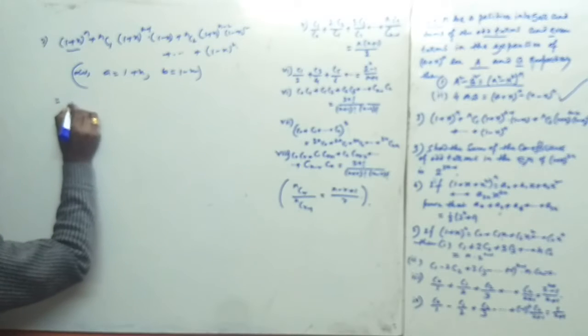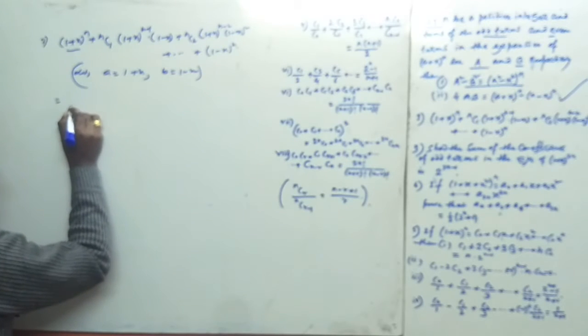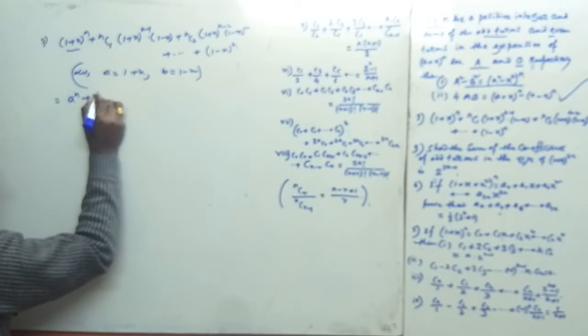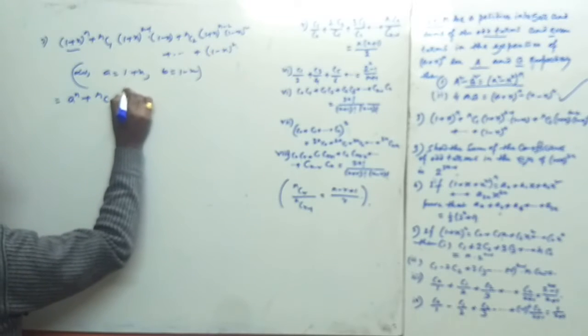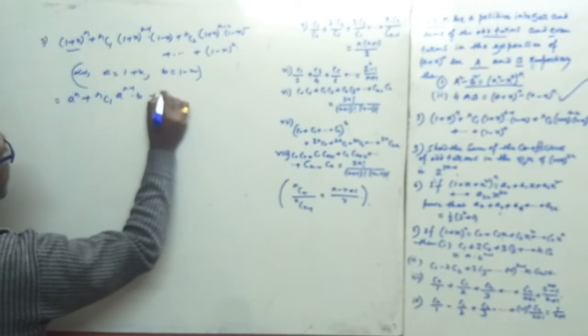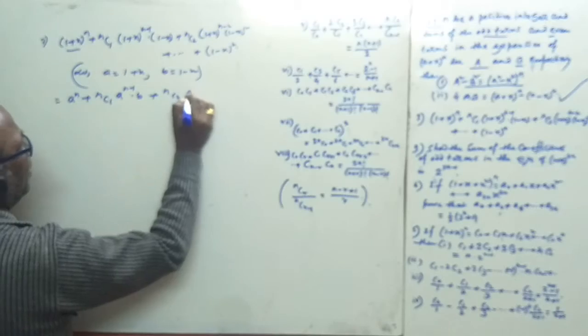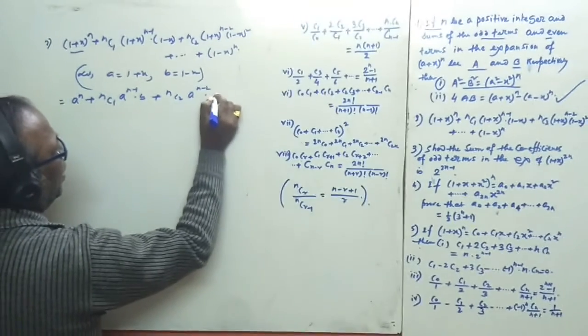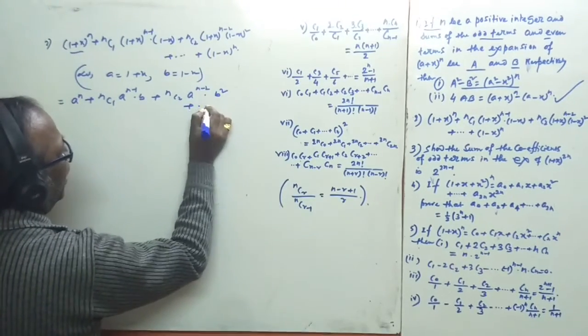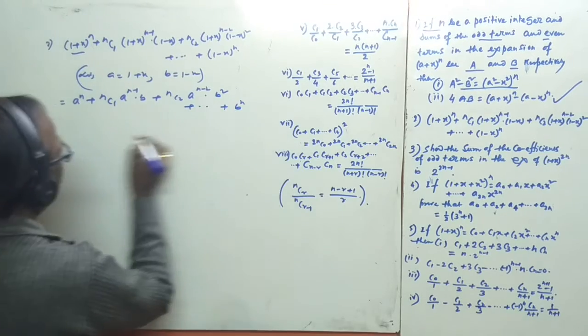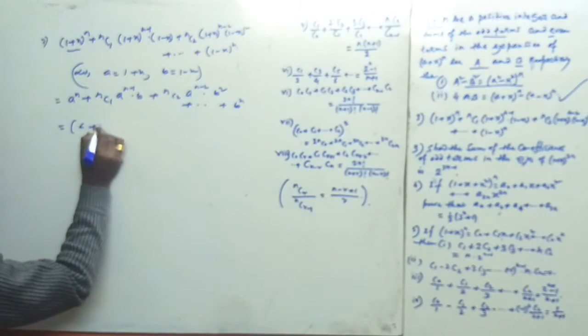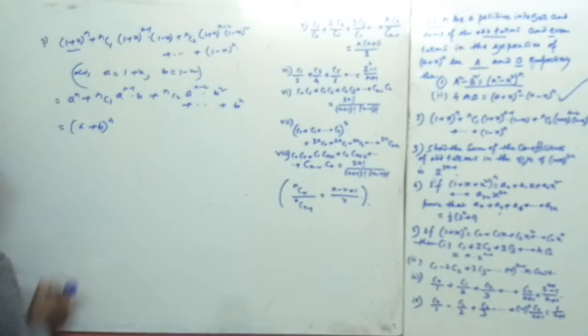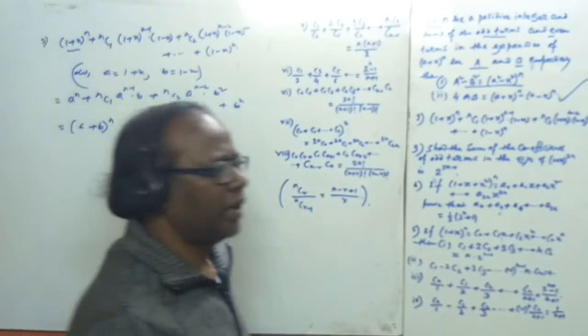So we put there, so that is equal to a to the power n, nC1 a to the power n minus 1 into b, nC2 a to the power n minus 2 and b to the power 2, like that, up to b to the power n. So we can write here (a plus b) to the power n.